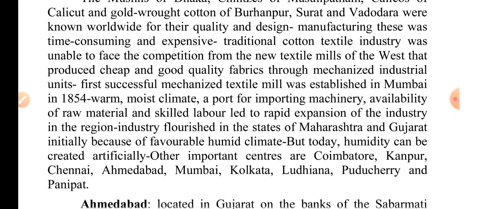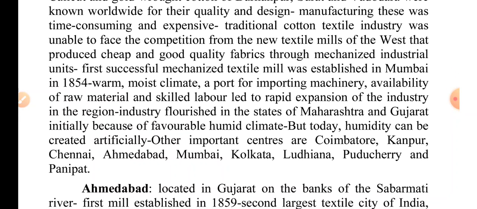The first successful mechanized textile mill was established in Mumbai in 1854. A warm, moist climate, a port for importing machinery, availability of raw materials, and skilled laborers led to rapid expansion of industries in the region. Industries flourished in the states of Maharashtra and Gujarat initially because of the favorable humid climate, but today humidity can be created artificially. Other important centers are Coimbatore, Kanpur, Chennai, Ahmedabad, Mumbai, Kolkata, Ludhiana, Puducherry, and Panipat.